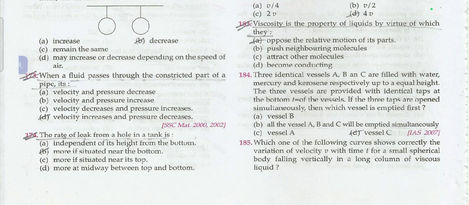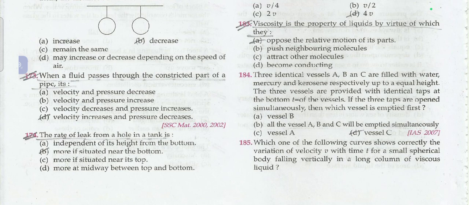Three identical vessels A, B, and C are filled with water, mercury, and kerosene respectively up to an equal height. The three vessels are provided with identical taps at the bottom of the vessels. If the three taps are opened simultaneously, then which vessel is emptied first? Vessel C.